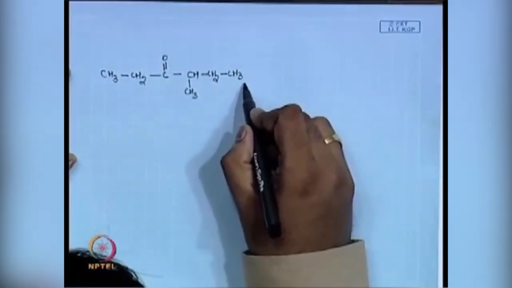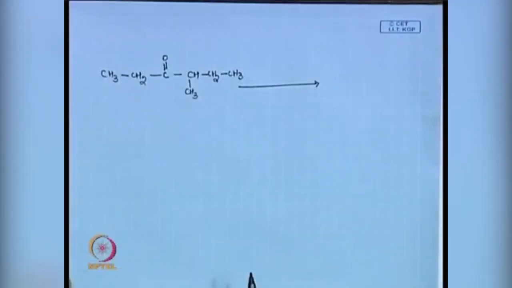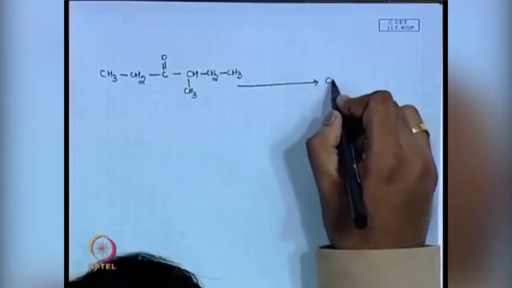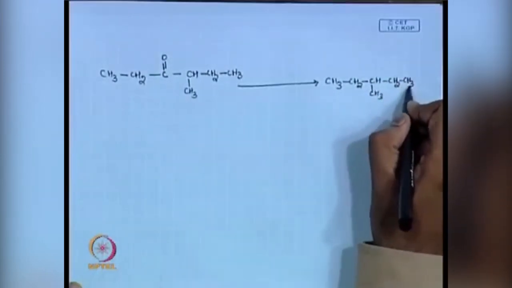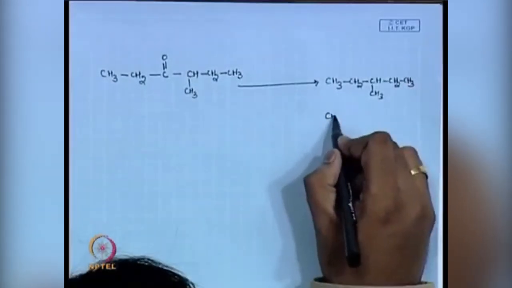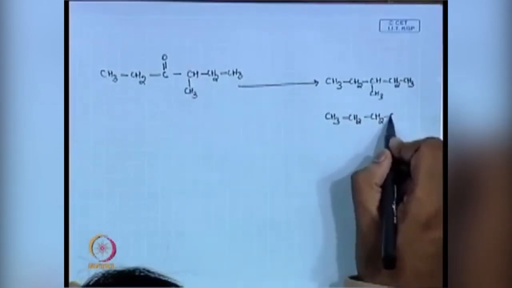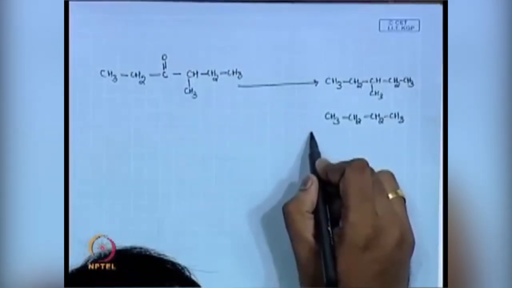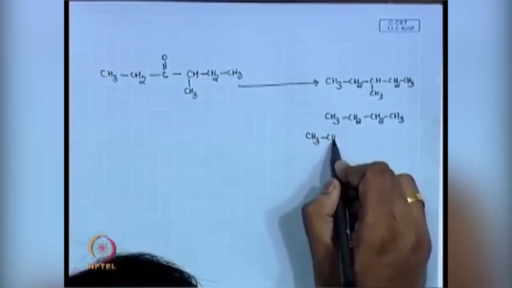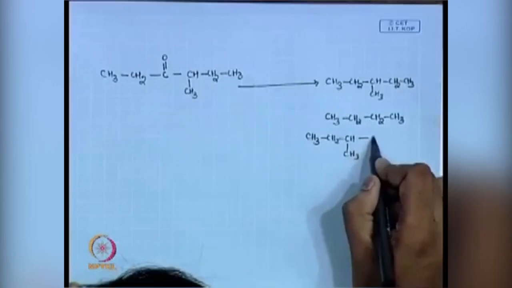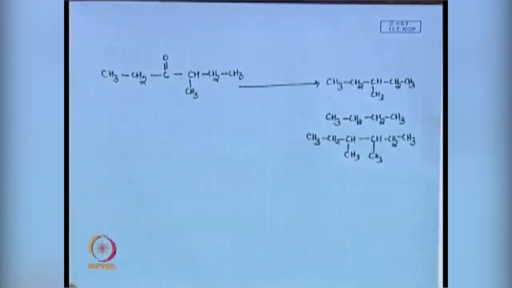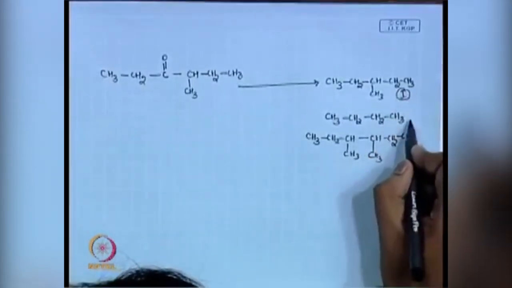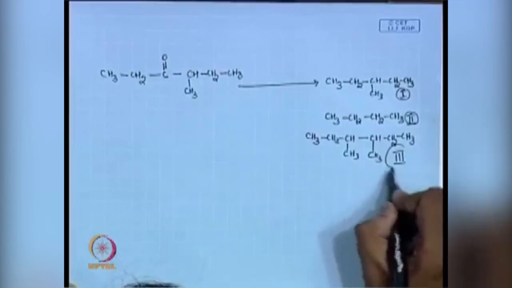So, you should think, if it is undergoing a decarbonylation followed by radical recombination, then what are the products you can expect? Then you write the products of that. Yes, I will expect CH3CH2CH3CH2CH3. This one I can expect, right? Then I can expect another product, CH3CH2CH2CH3. This I can expect, or I can expect... I will say that I am expecting these three products, we call them 1, 2, and 3. We can find out three products.